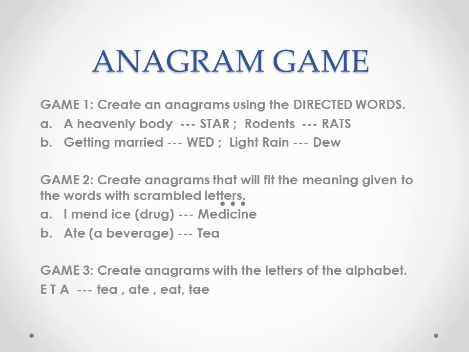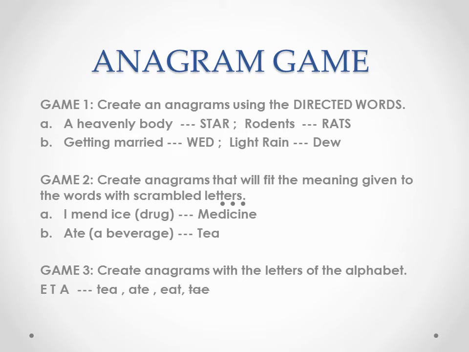In the second example, we have getting married. When one is getting married, you say wed. Now write the word backwards, you have dew. And what's dew? The clue given is light rain. Of course, light rain is dew, or what we call fog.